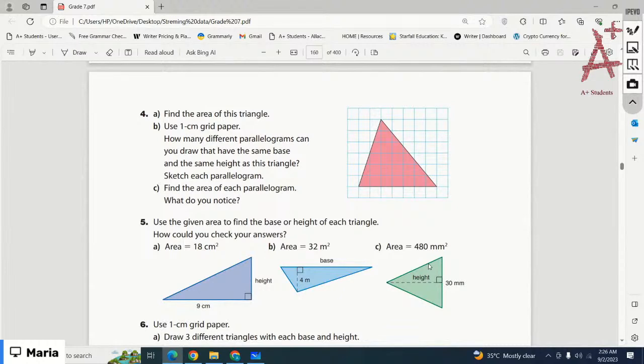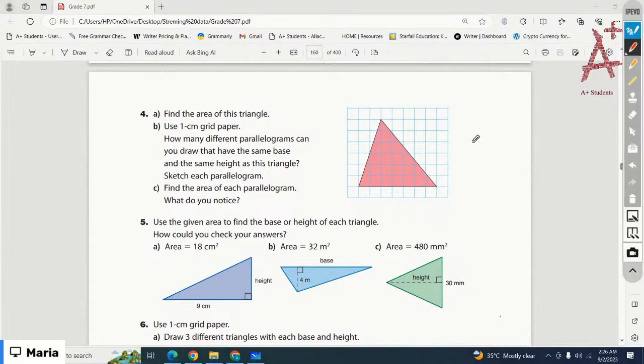Find the area of each parallelogram. What do you notice? Okay, first of all, you have to calculate the area of this triangle, right? The base of the triangle is 1, 2, 3, 4, 5, 6, 7, and the height is 1, 2, 3, 4, 5, 6. The base is 7 and the height is 6. It would be 6 times 7 over 2, that is 42 over 2, that is 21 centimeter square, right?